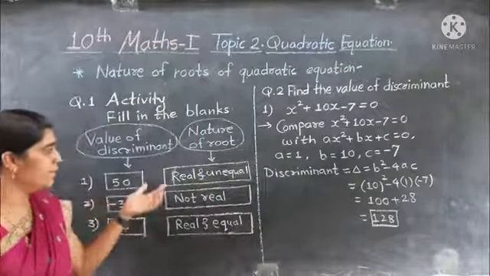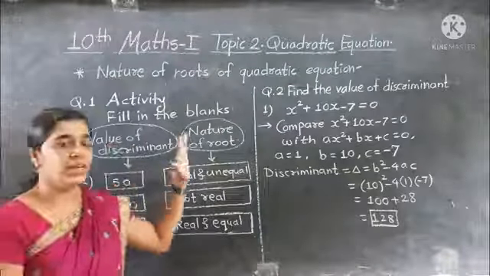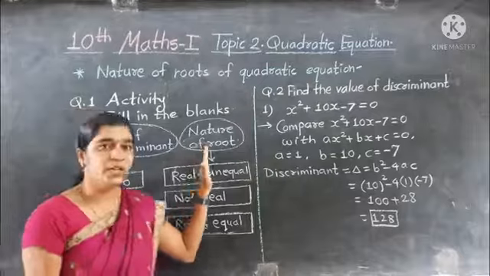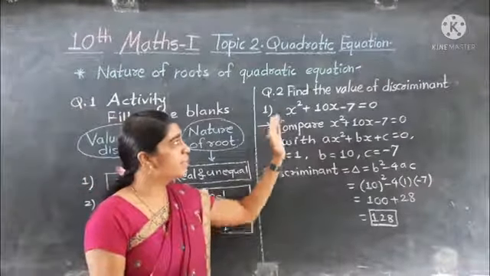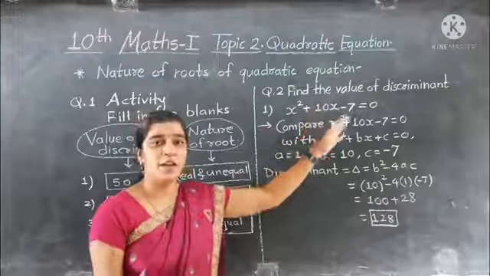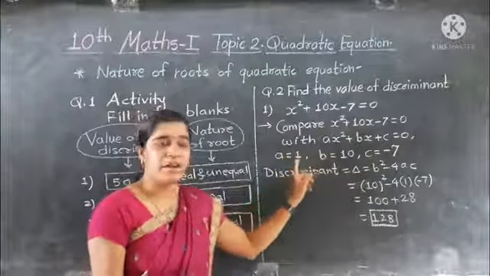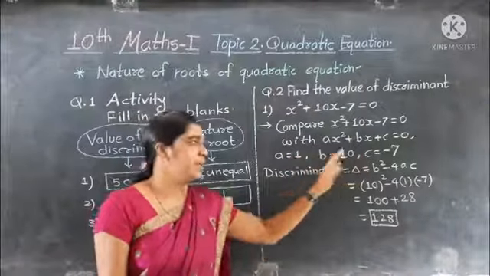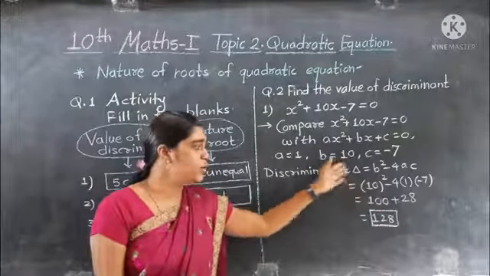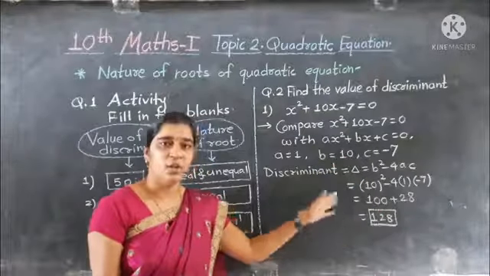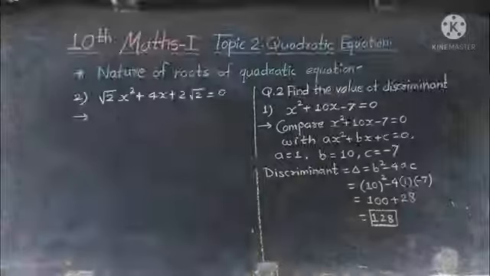Okay, here one activity is there. The activity I had given: given the value of the discriminant, you find the nature of the roots. And the second example is where we have to find the value of the discriminant. For finding the discriminant we first find a, b, c, and then you find b square minus 4ac. You put the values and then simplify. You get the answer. Okay, understand two examples.